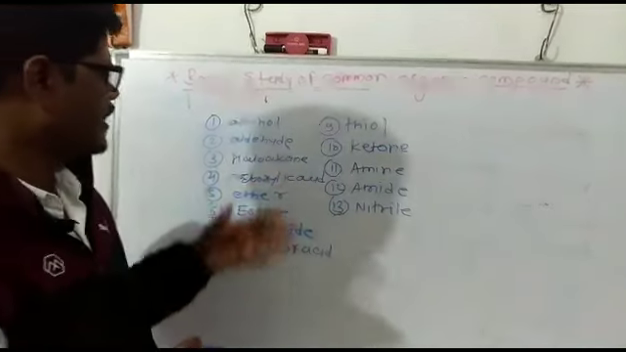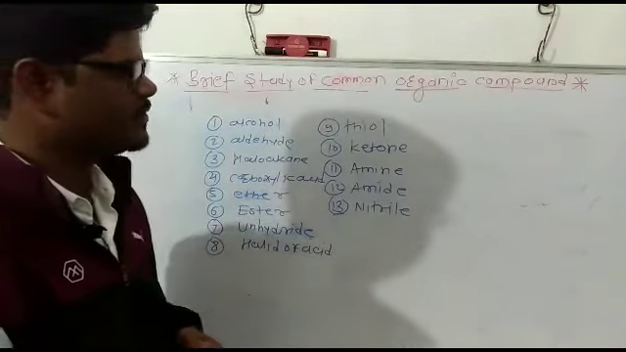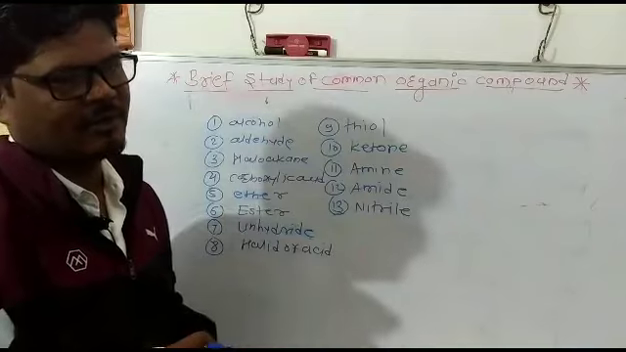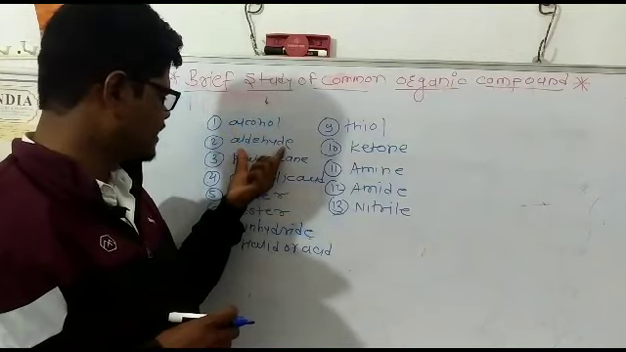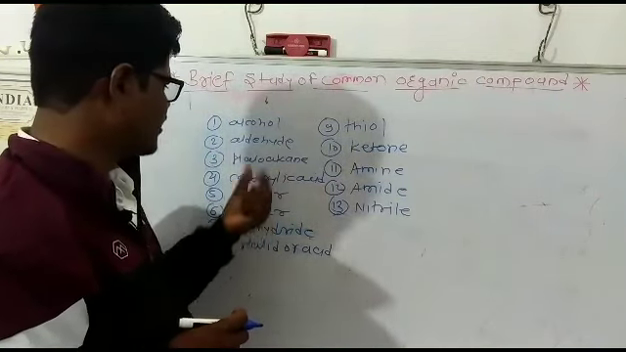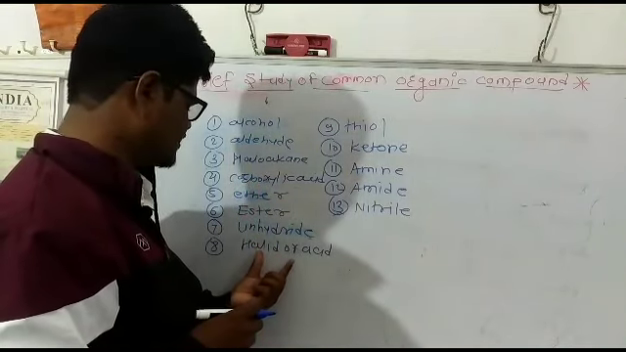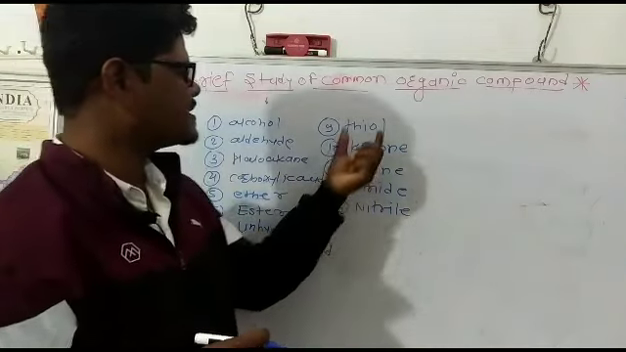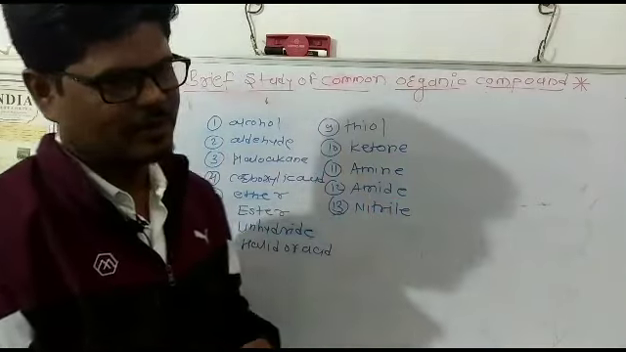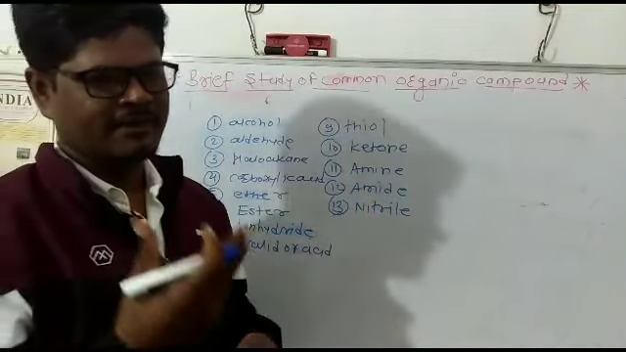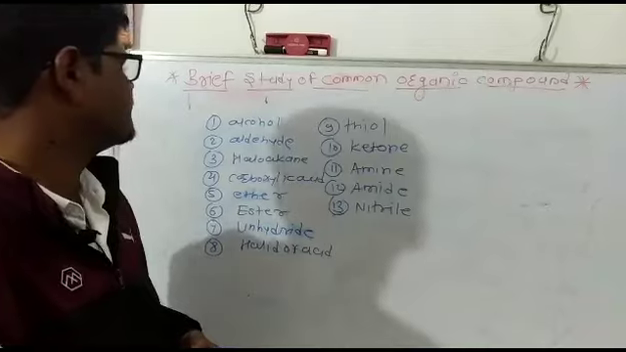Initially I will recite them one by one, and then I will explain their definitions, their common structural formulas and some information regarding them. First is alcohol, after that aldehyde, haloalkanes, carboxylic acid, ether, ester, anhydrides and halides of the acids, after that thiols, ketones, amines, amides and nitriles. So in this lecture I will provide you the definitions along with their common structural formulas.